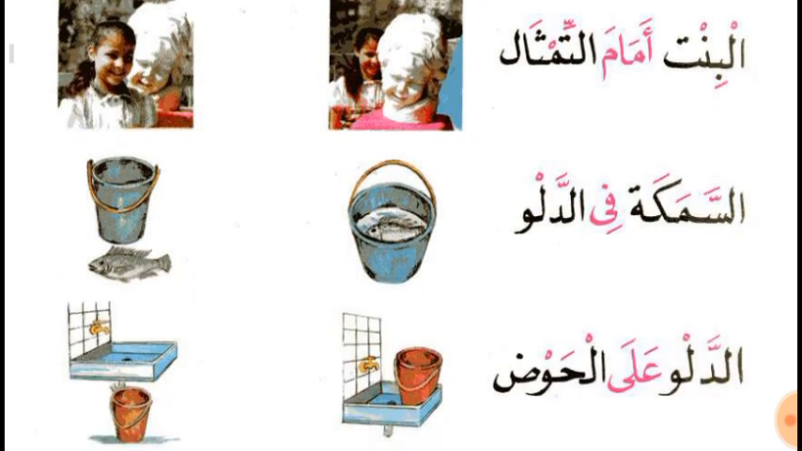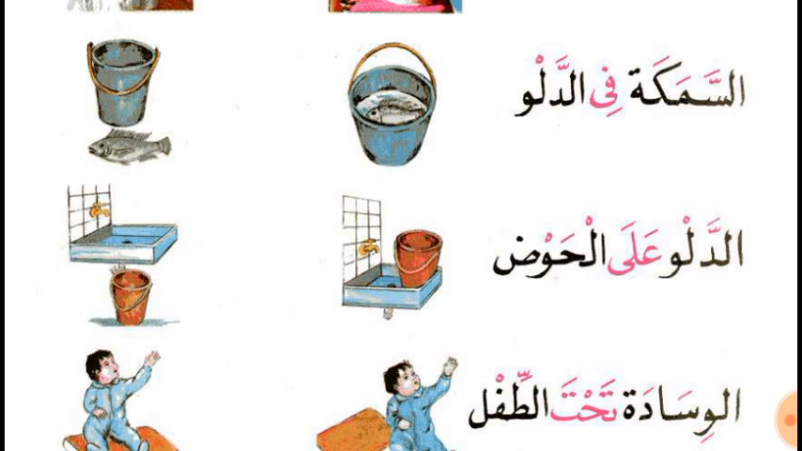Now tell me about the other pictures. السمكة في الدلو. The fish is in the bucket. The first picture is correct. Okay. الدلو على الحوض. The bucket is on the washing basin. The first picture is correct. Okay.